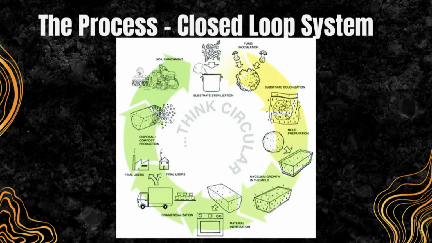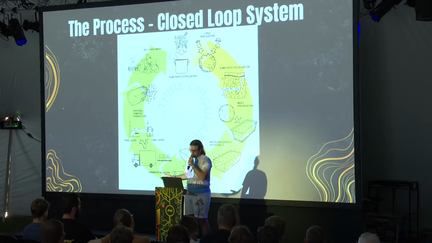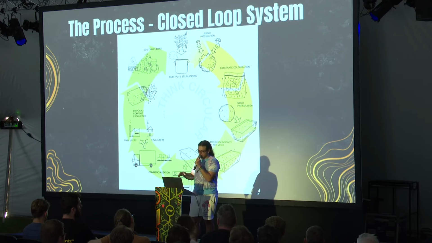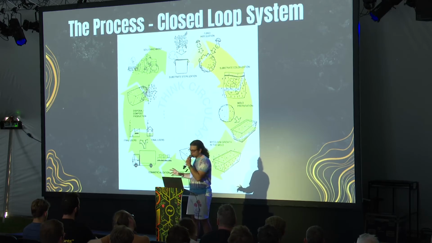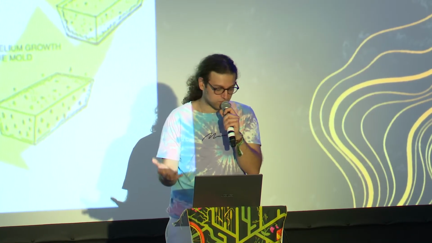So this is the process. You basically take the agricultural waste, say straw, and you have to sterilize it. The biggest problem is other fungus or bacteria or mold getting in the way. So you sterilize it, then you take spores, which are basically seeds for mushrooms, and inoculate that substrate, the straw. You let that grow, and you essentially just put it into a mold, into any shape you want, and it will grow into that shape in about 1 to 2 weeks, depending on the size.